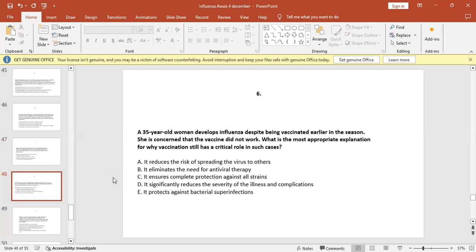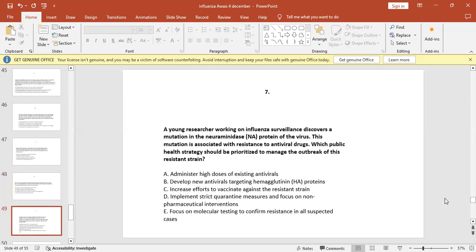She is concerned that the vaccine did not work. What is the most appropriate explanation for why vaccination still has a critical role in such cases? Whether it reduces the risk of spreading the virus to others, it eliminates the need for antiviral therapy, it ensures a complete protection against all strains, it significantly reduces the severity of illness and complications, it protects against bacterial superinfections. D. Yes, D. She should know that vaccination reduces the severity of illness and the complications.